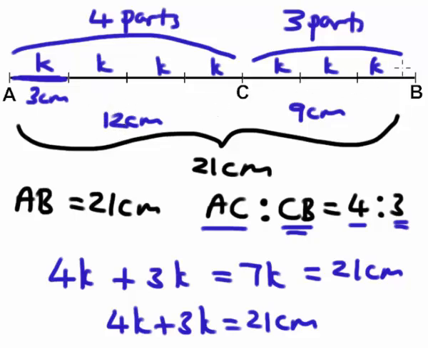You see that there? Okay. And that 4 over 3 is what we call the ratio of AC to CB. But the actual length of AC is 12 and the length of CB is 9. Alright, have you got it there?